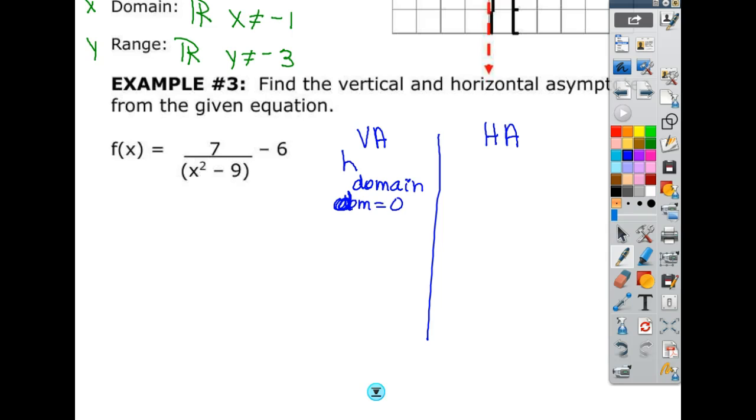Don't tell me that it's 9. Okay, you have to factor it first. This is one of those easy factoring problems that's difference of two squares. So, what is X? -3 and +3. So our vertical asymptote is X equals 3 and X equals -3. We actually have 2 vertical asymptotes in this situation. And we'll talk about that next week.